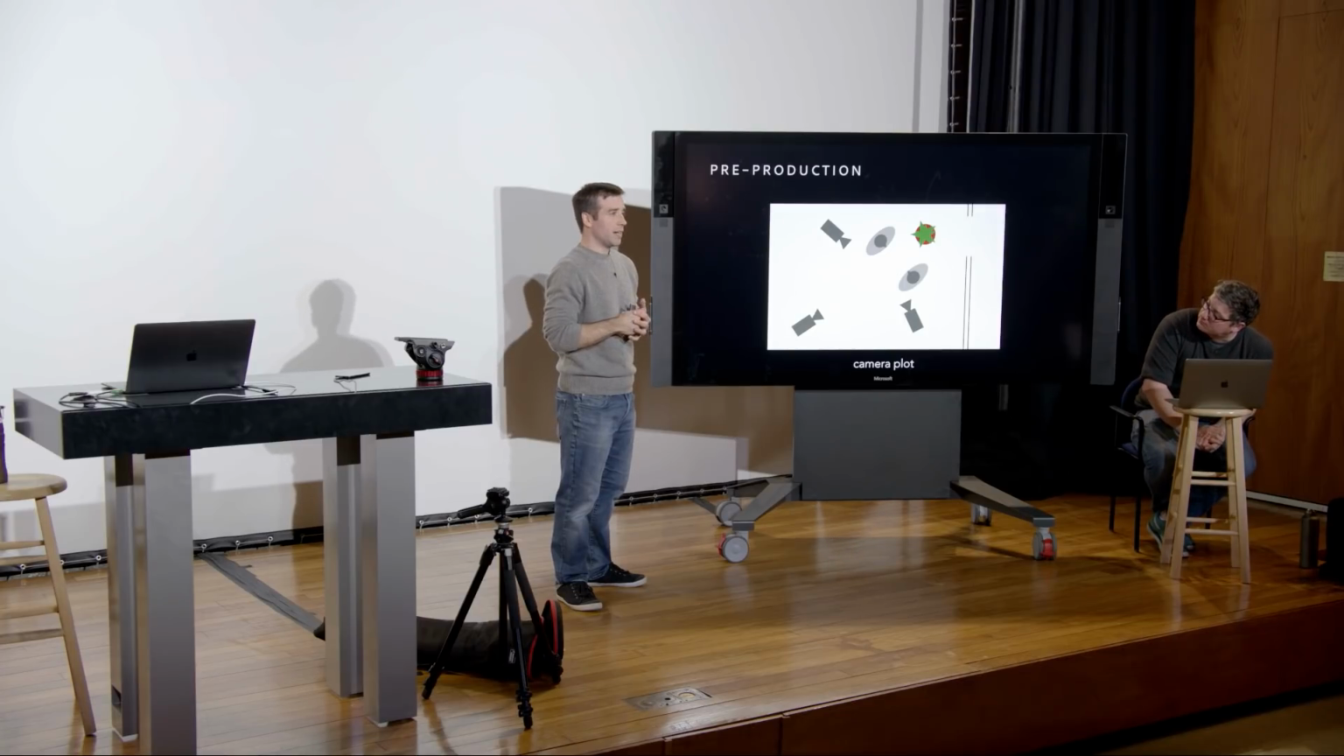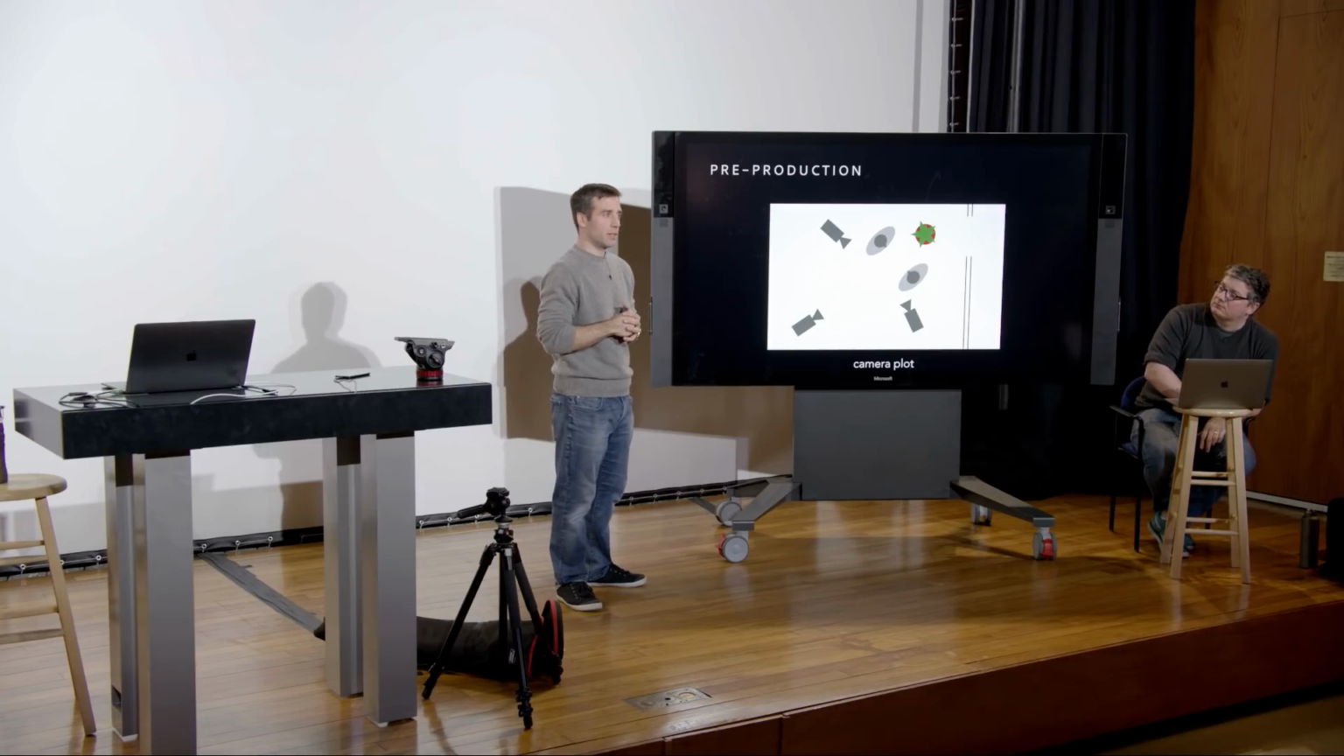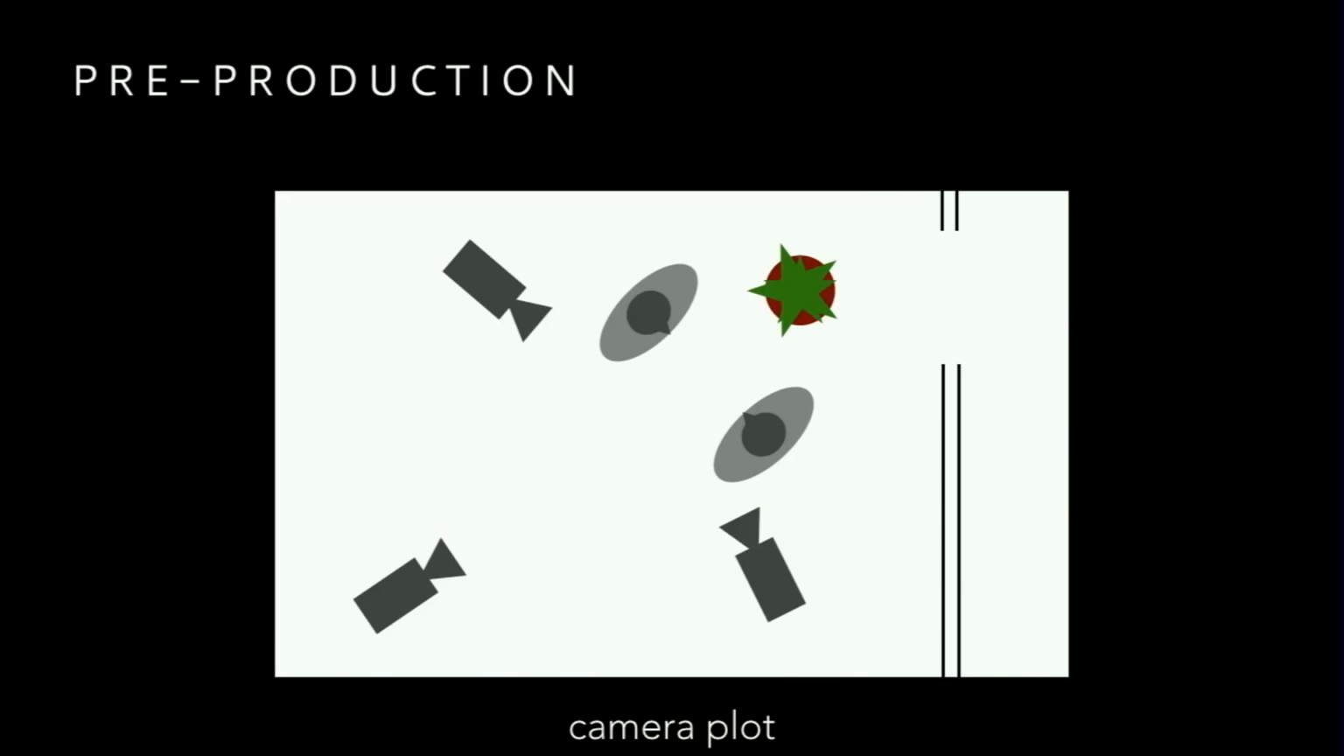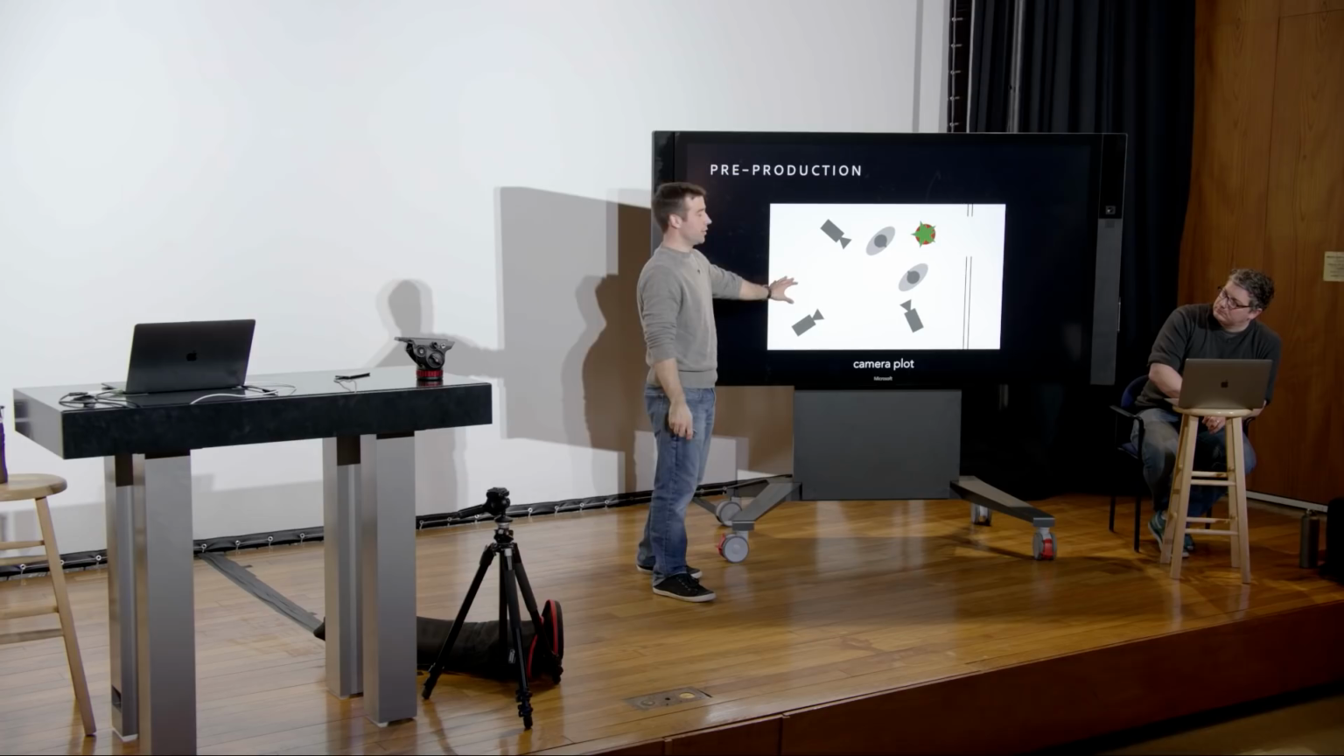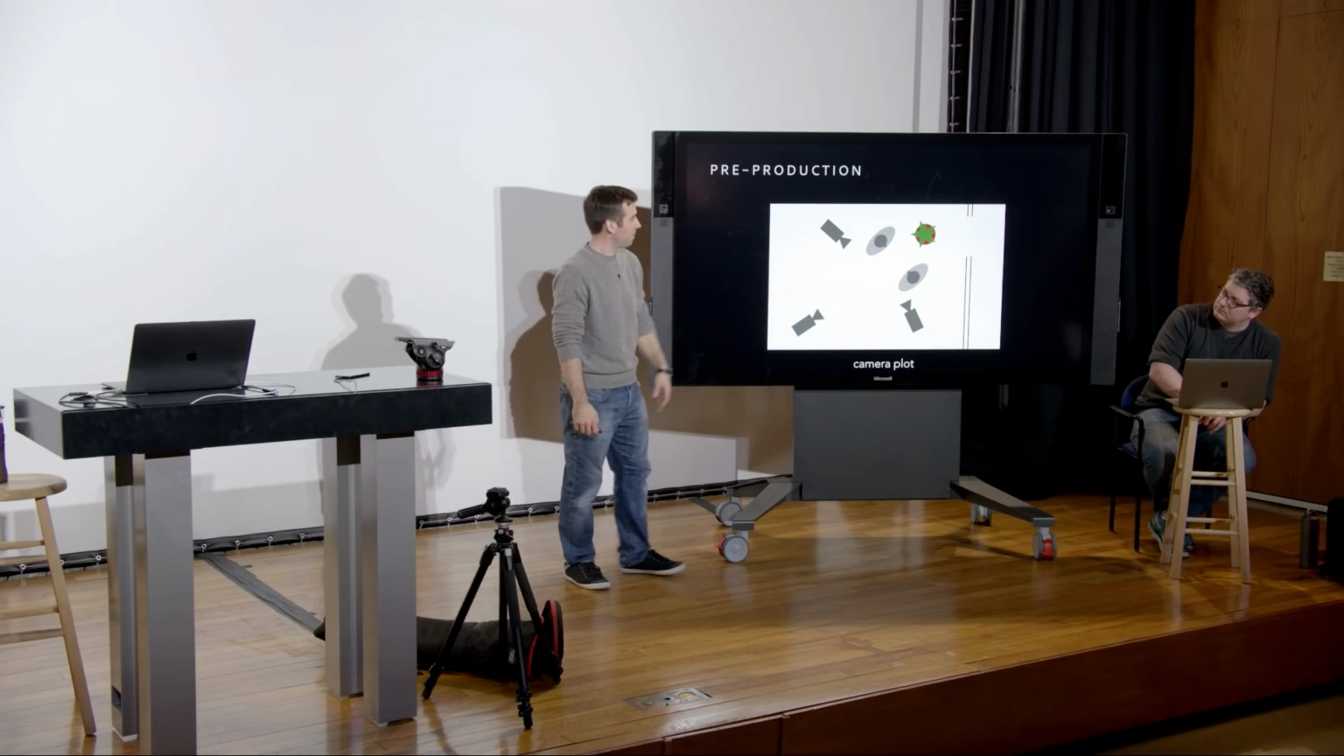A camera plot, we kind of did this on the big whiteboard here as we figured out where we wanted to place cameras, but it's helpful to figure out where your line of action is going to be. And so if you're shooting a scene, let's say for this class or for your first narrative piece, it's helpful to do this for each setup that you're going to do. Just draw it out.